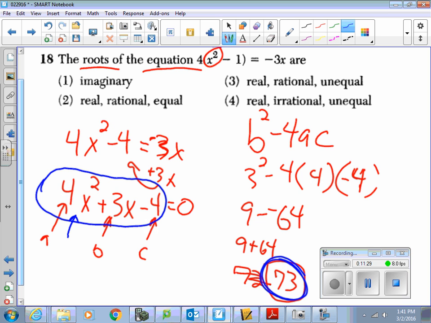It also tells us that we have irrational solutions, because the only way you have rational solutions is if your quadratic equation was factorable. Since it's not, we know that we don't have imaginary, because the only way you'd have imaginary is if you got a negative for your discriminant, which we do not. It's not going to be rational because we have 73 as our discriminant, so our answer is number 4.